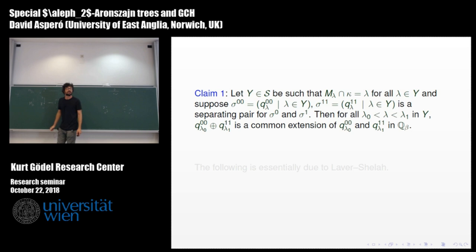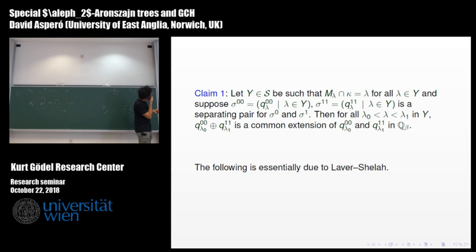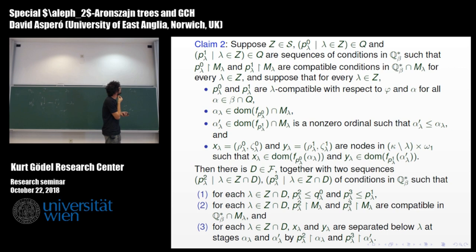And for that, you would use the lemmas that I mentioned at the beginning. Then this claim looks horrible, but it's not difficult. You have these two sequences, and it's essentially Lebesgue-Schellach. You have this positive set and two sequences in it of conditions that sit nicely.